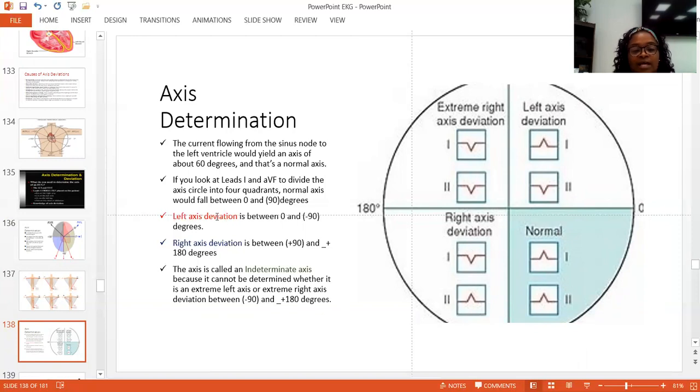Left axis deviation is between 0 and negative 90. Here's your negative side. And I don't know if y'all remember when you did your graph in school and you had the X and Y axis? Well, that's what this is similar to. You can picture that, your X and Y axis. So here's our negative side, here's our positive side. So right axis deviation is going to be between positive 90 and negative or minus 180 degrees. And here we see that right here.